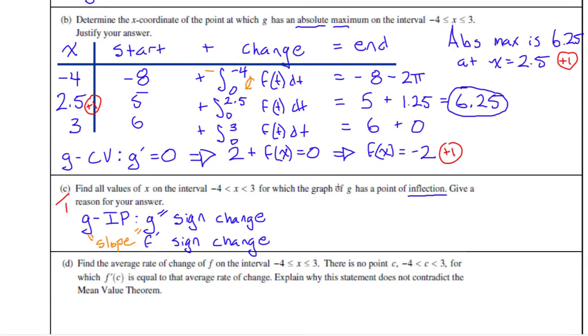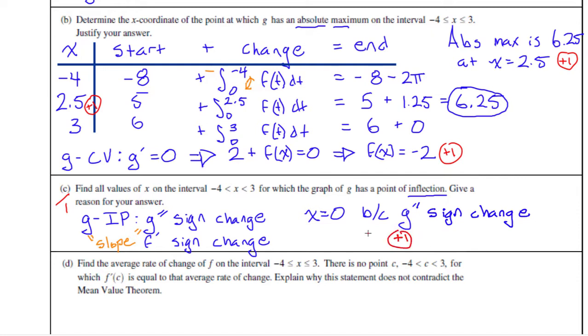So I come down here. It's an IP at x equals 0, and then you have to have a reason. So it's because G double prime sign change. You know, I learned how to remember whether it's G prime or G double prime. So it's IP, like two things. Yeah, oh, that's a good way to remember it. Like IP, sign change. You give yourself 1 point if you both have the answer and solution, or answer and reason.